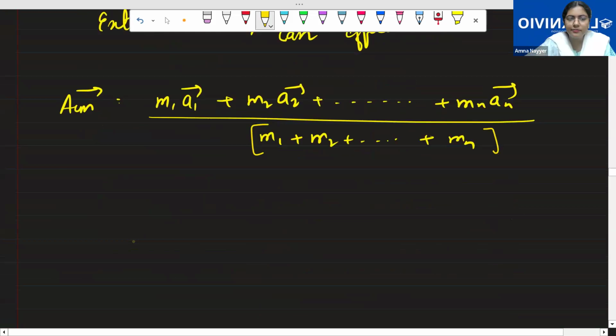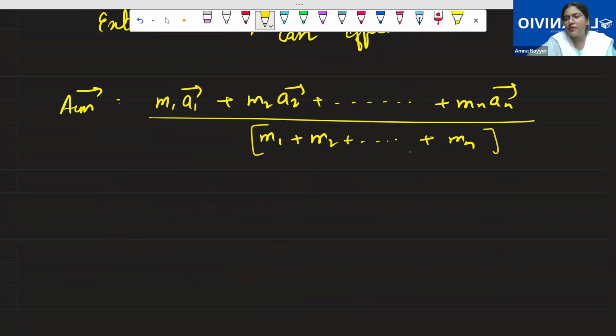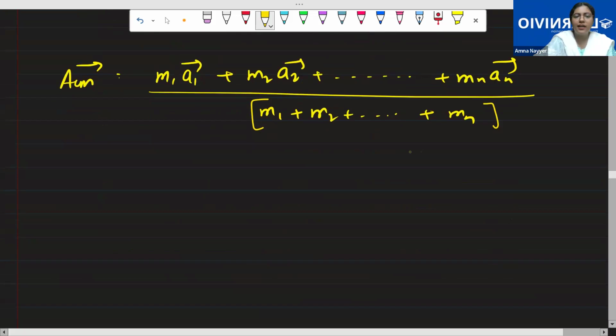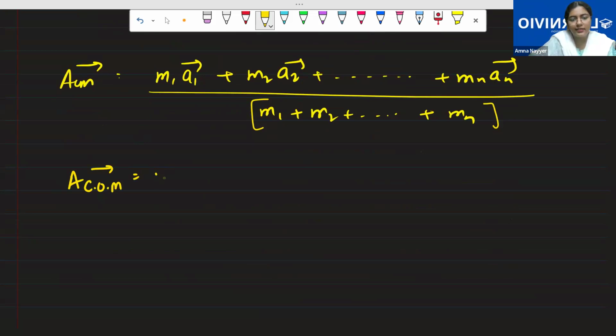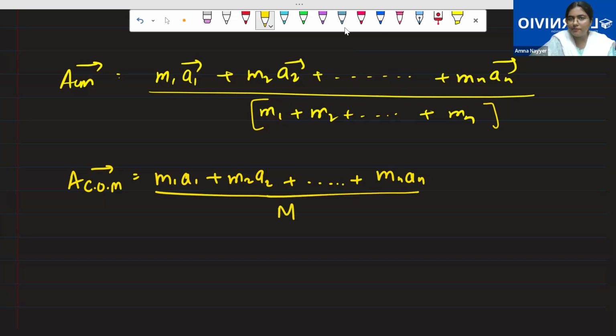That I'll tell later. I discussed this formula of acceleration with all of you. Instead of m1 plus m2, I have written the total mass as M, but that was the same thing. So if I want the acceleration of the center of mass, I can write this as m1 a1 plus m2 a2 plus mn an divided by the total mass M.